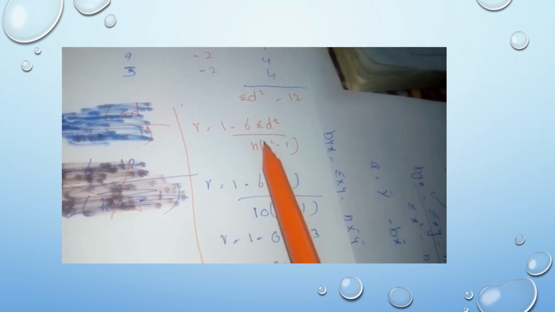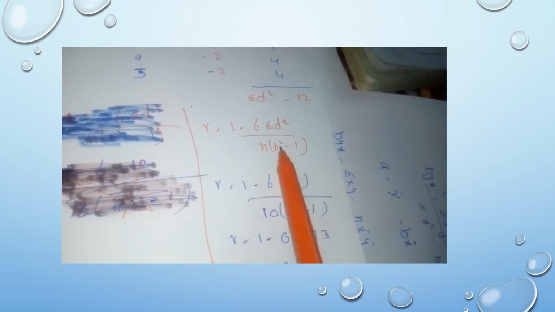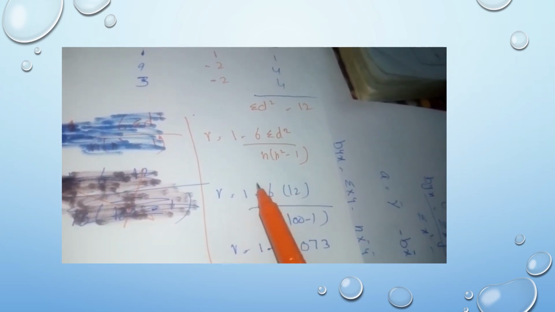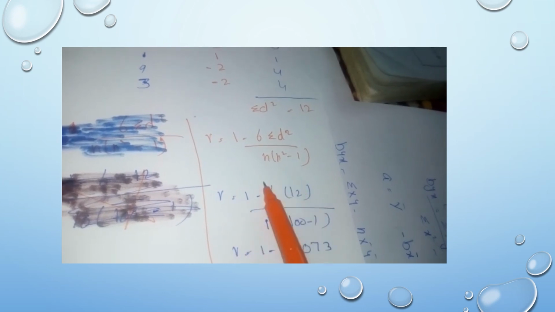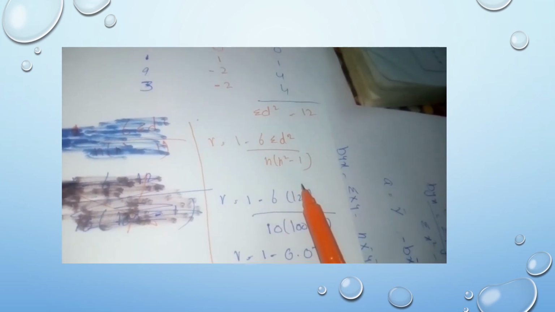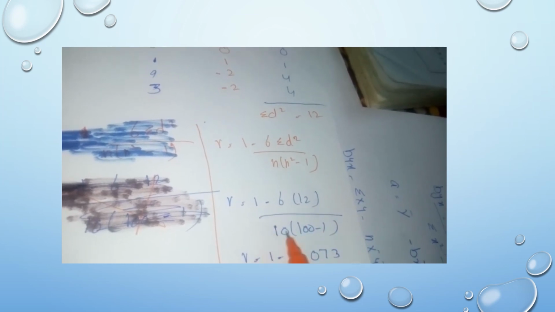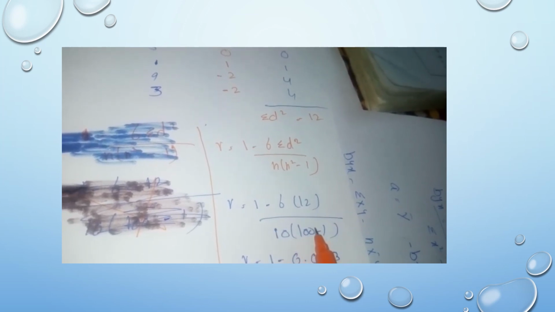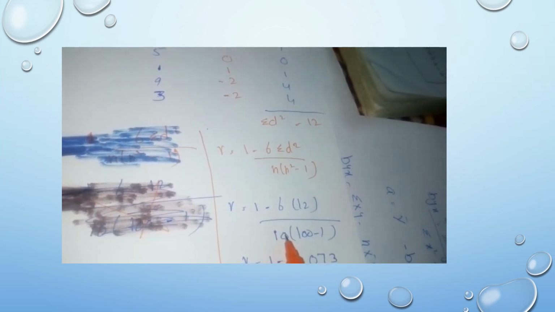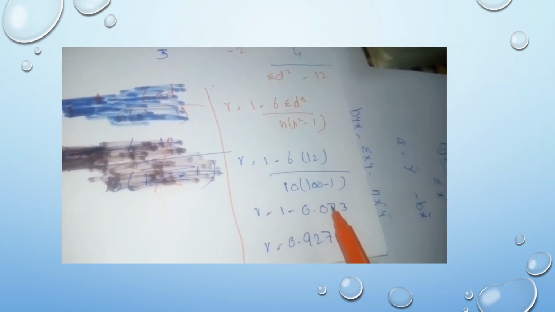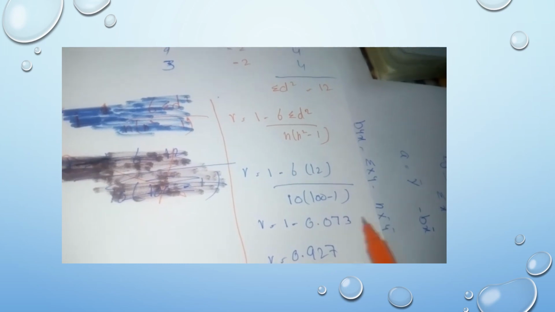So the next step is we put the values according to the formula. According to the formula, r is equal to 1 minus 6 times the sum of d square, which is 12, divided by 10, which is n, times 10 square minus 1. So the answer is 0.927.